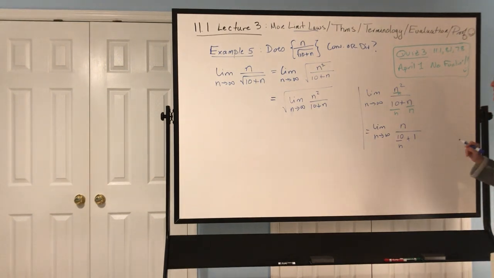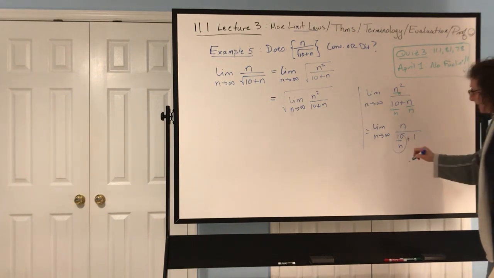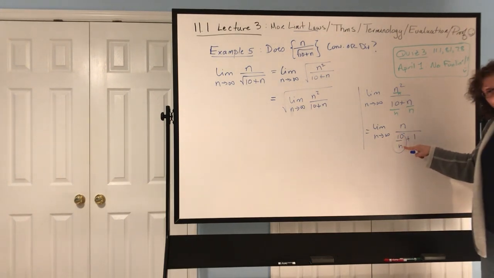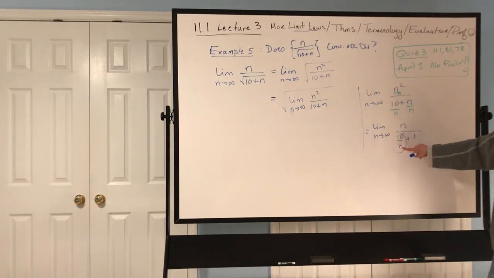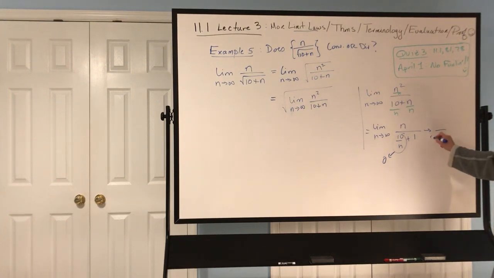Are we good? Okay, and so now what do I have going on here? As I look at this particular limit, what is the limit as n goes to infinity of 10 over n? We've got a constant over something growing huge without bound. Is that indeterminate? No, good. What is the limit as n goes to infinity of 10 over n? Good, this guy goes to 0. A constant divided by something getting huge without bound is going to 0. And so the denominator is going to 1, at 0 plus 1.